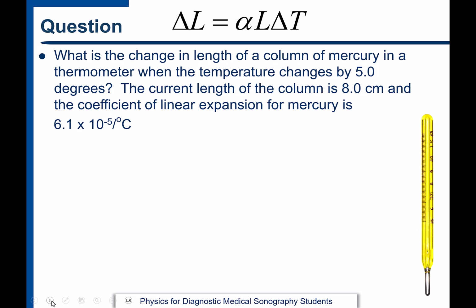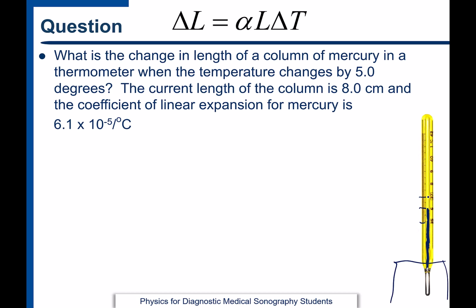And so in an old-fashioned mercury thermometer, you got a bunch of mercury in the bottom, and as you put the bottom of the thermometer in something that's warm, the mercury expands up a narrow tube there. So the length of that column expands. And if we know how mercury does that, then we can mark our thermometer appropriately. So let's do an example with that.